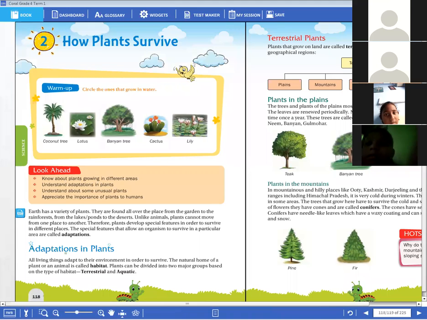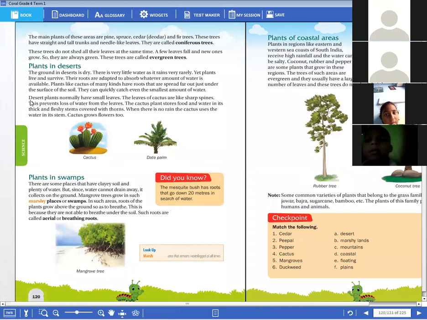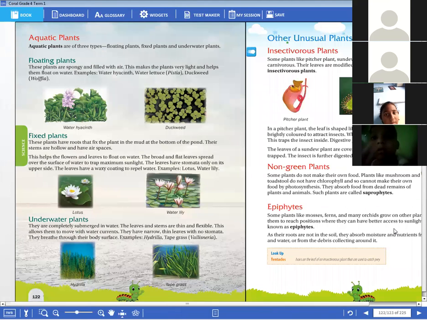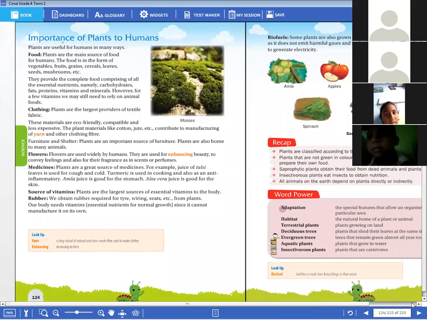Okay. We have completed plants in deserts, plants in coastal swamps, and aquatic plants, and about other unusual plants also. Today we are entering into the importance of plants to humans. How the plants are important to us and why the plants are important to us.